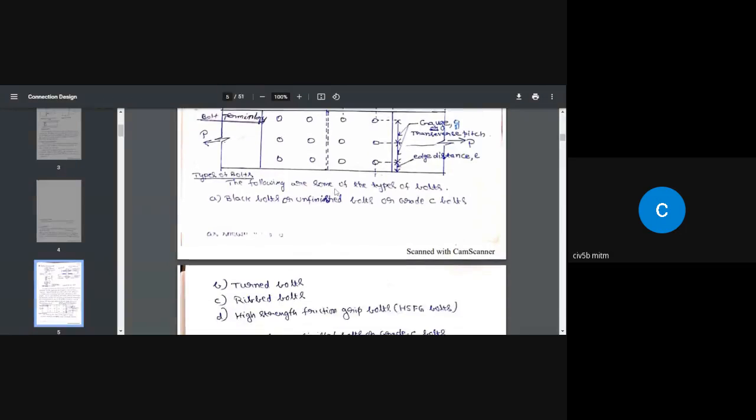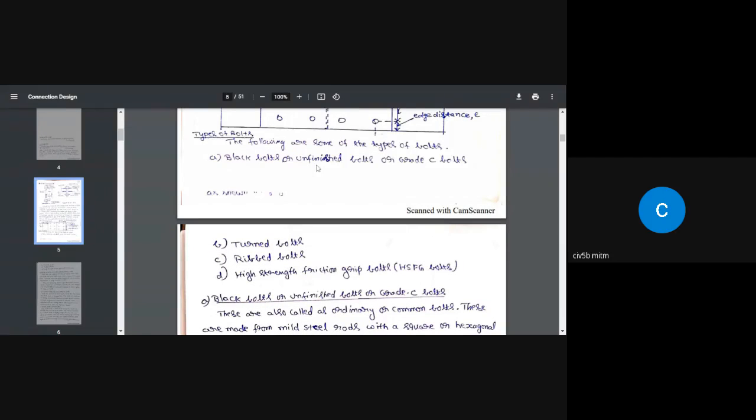Coming to types of bolts, we have different types of bolts. We mainly deal with 4 types. One is black bolts. Another name for black bolt is unfinished bolts, grade C bolts, and also ordinary bolt. That is represented by grade 4.6. I'm going to talk about what grade 4.6 is later by taking some examples. The others are turned bolts, rib bolts, and also high strength friction grip bolts, that is HSFG bolts. These are the main 4 types of bolts.